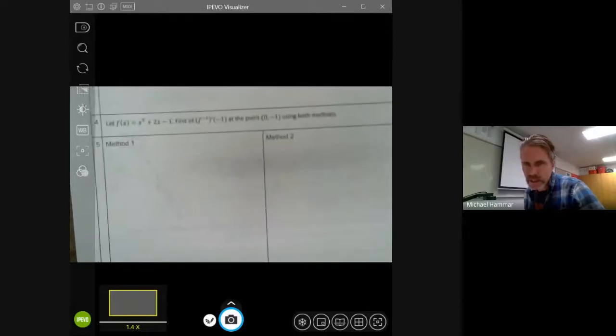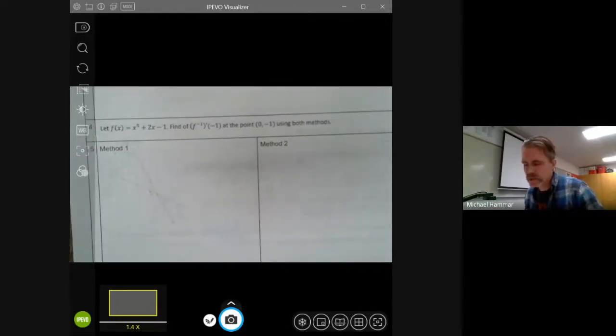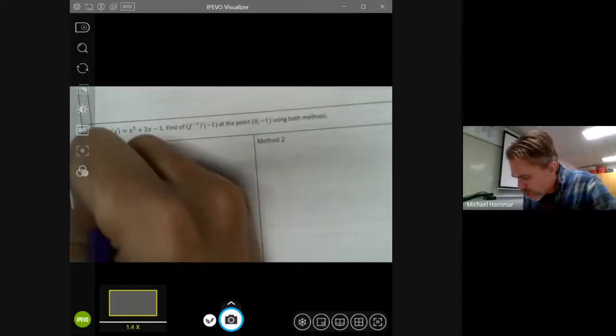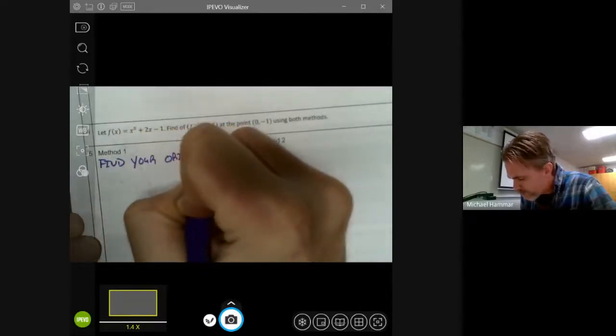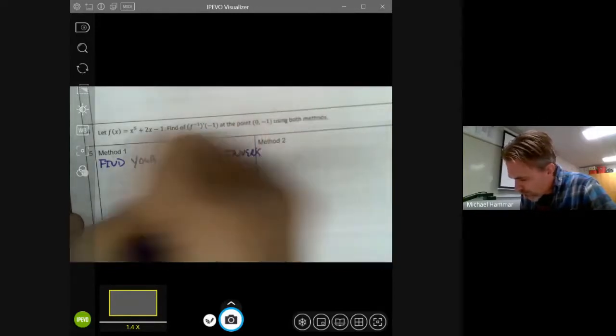So first of all, let's take a look at this first one. I'm going to do the first problem, and then I'll do the second problem as well, and then you guys will go through and have to apply this in a little bit. So first, there's always a couple things you have to find. With the first method, the first thing you should always find is your original and inverse points.